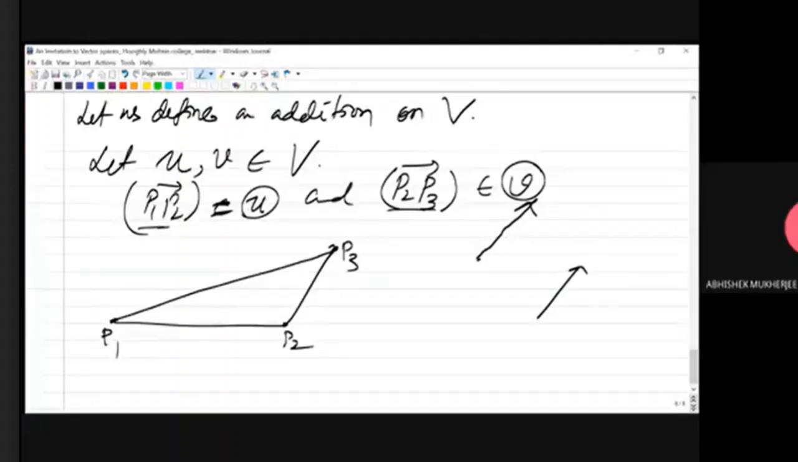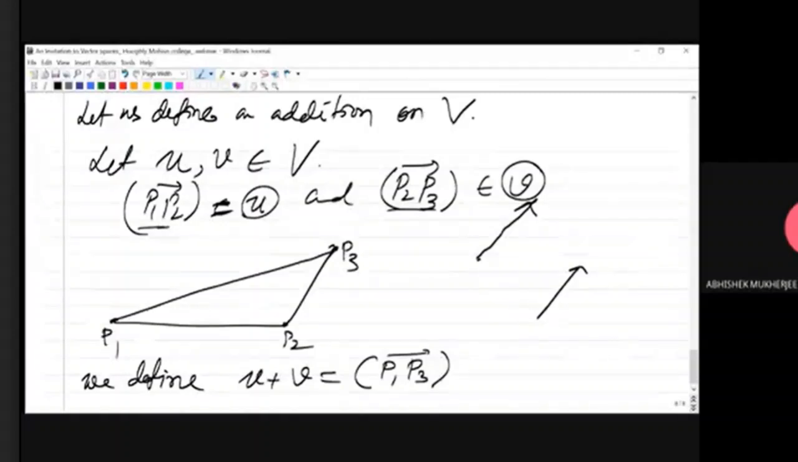We need to define the addition of these two vectors in the sense that one has to reach P3 by starting from P1, then going to P2, and then going to P3. And in some sense, the relative position of P1 and P3 will give you the position of this localization, that is, the arrow P1 P3. So the arrow P1 P3 will be the sum of the effects of these two localizations, that is, the arrow P1 P2 and the arrow P2 P3, right? So we define U plus V as the class of localized vectors whose one localization is the arrow P1 P3, right?